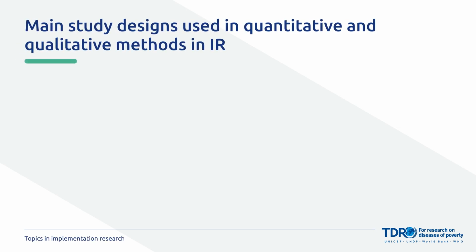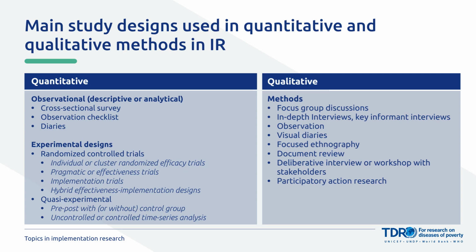Now, let's discuss which are the most commonly used methods for conducting quantitative and qualitative research. Quantitative study designs are classified into two main types: observational and experimental designs. Observational designs can be descriptive or analytical, while experimental designs are classified as analytical studies, and include randomized controlled trials and quasi-experimental studies. Data used in these studies can be primary data collected specifically for the study, or secondary data, including administrative data, health management information system data, or other routinely collected data.